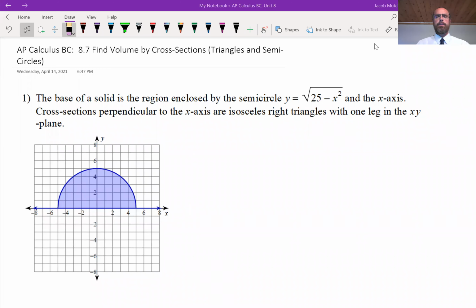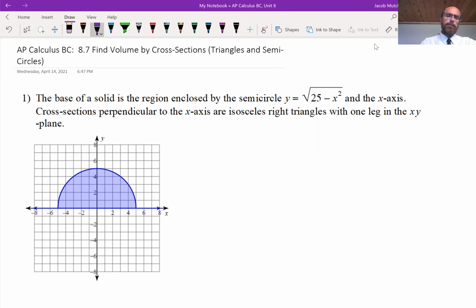Welcome to Calculus. Today we will find volume by cross-sections using triangles and semicircles as our cross-sections. We'll take a look at two examples. Our first example has as its base of the solid the region enclosed by the semicircle, which is pictured here. So it's defined by the equation y equals the square root of 25 minus x squared and the x-axis. Our cross-sections are perpendicular to the x-axis.